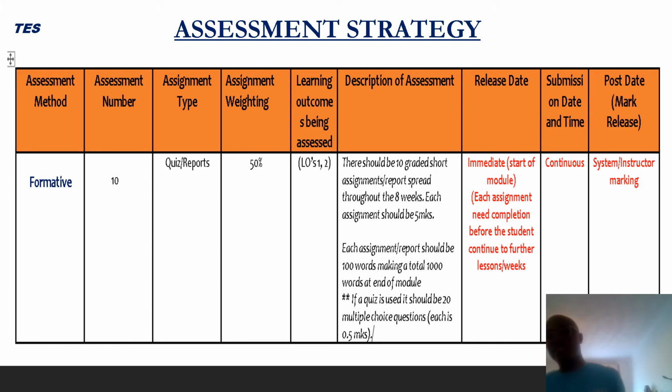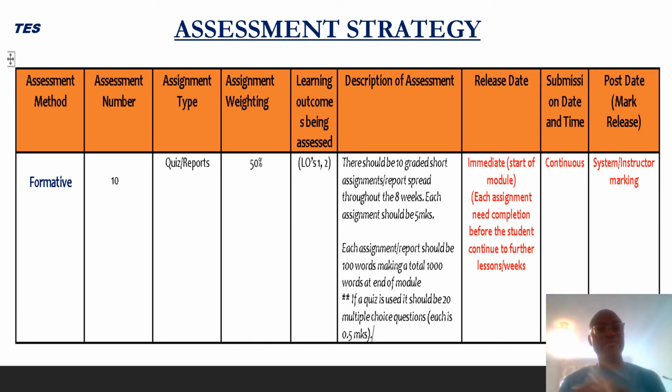The formative assessment is released from day one of enrolling in the module, so students know what kind of assessment they should expect. And this is something that we put in the introduction, okay, for students to know. And when do they submit it? The submission date is continuous.